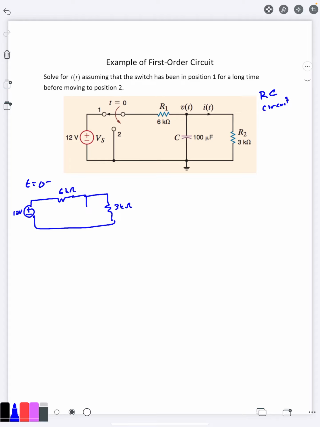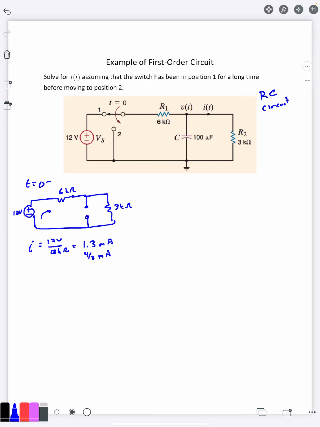And there's one thing to point out here, that since it's been in this position for a long time before it swaps to position 2, that means it's in initially steady state, which means the capacitor is going to be an open circuit here. And so this is what it's going to look like. And so at this point in time, we can go ahead and figure out what the current's going to be. The current here is going to be 12 volts over 9 kiloohms. That's going to be 1.3 milliamps, or really 4/3 milliamps if you want to be more accurate.